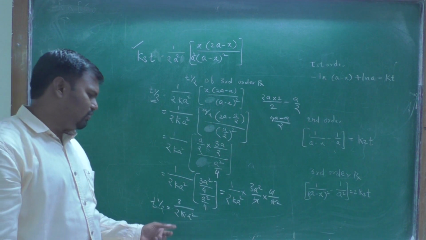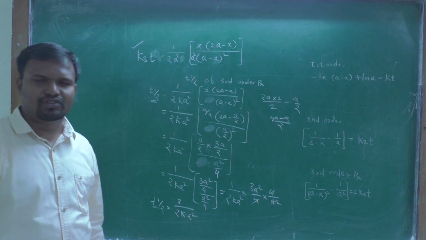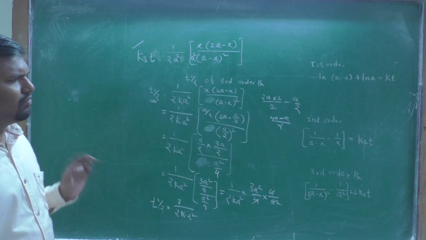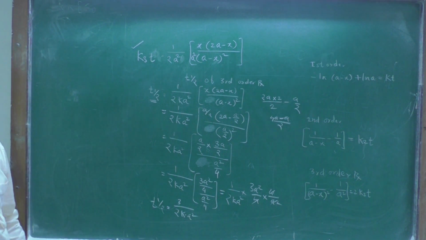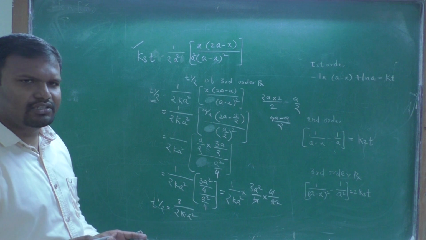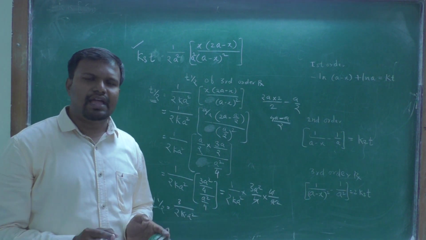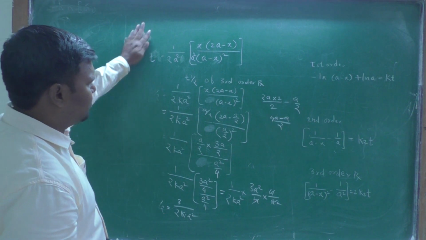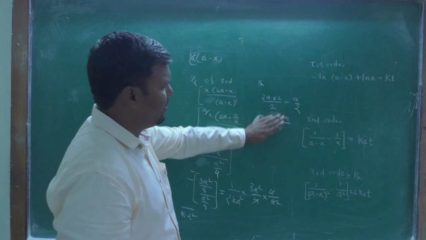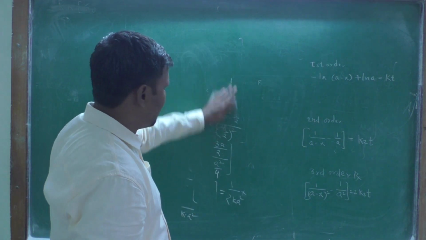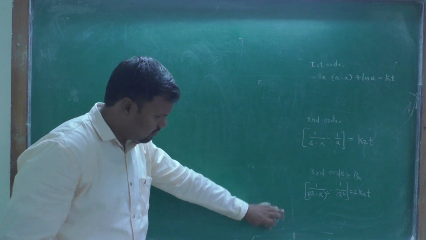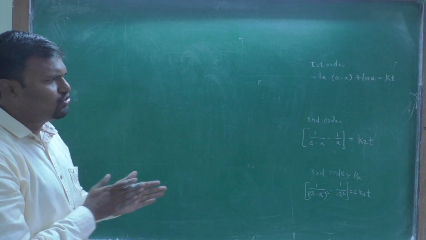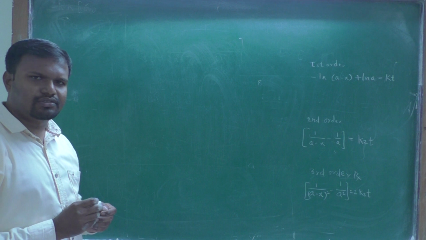When we know this constant and the initial concentration, we can calculate the half-life period for the third order reaction. This is all about the third order reaction. We derived the equation and found the half-life period of the third order reaction. Now we are interested in how to draw the graph theoretically by using its equations.